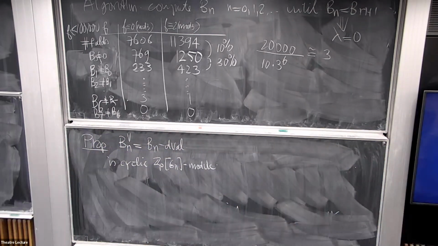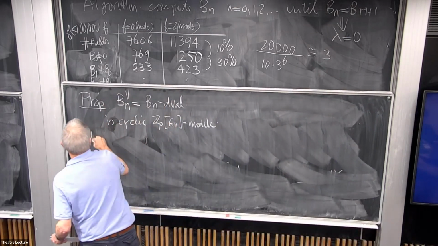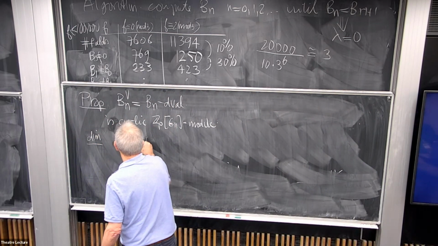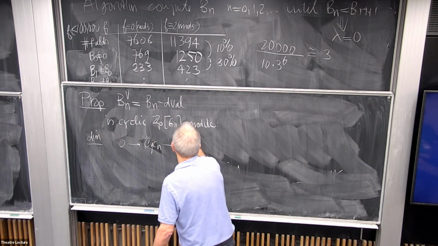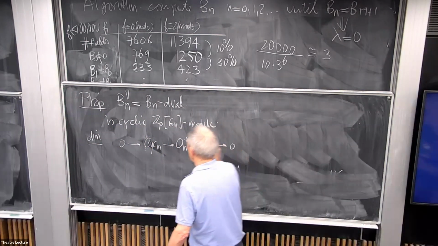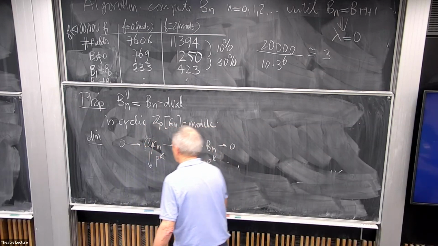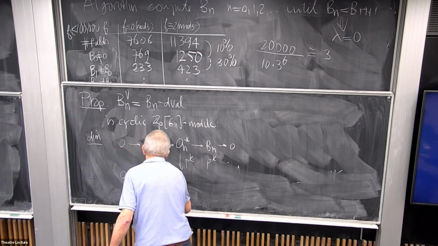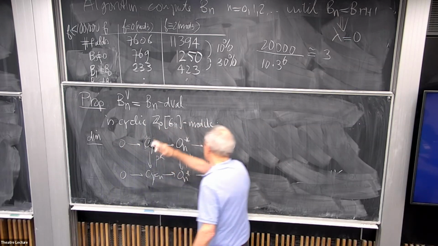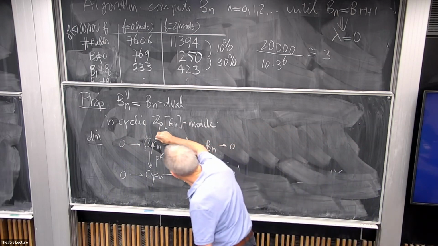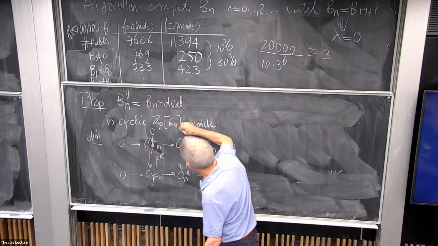So how do you prove this? Well, it is very easy. You write down this exact sequence, cyclotomic units, units, Bn, and you multiply by p to the k for some k. You get a commutative diagram, and we can do the snake. And these maps are injective. There is no torsion.